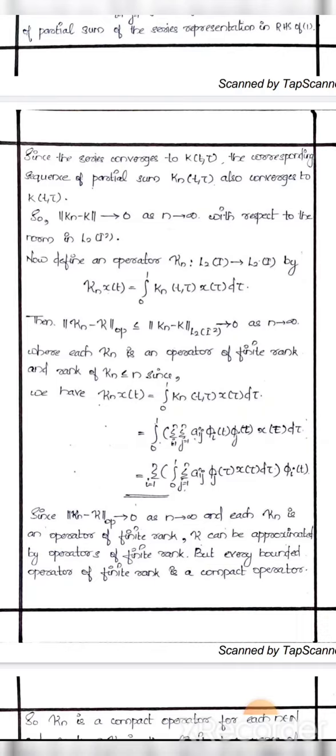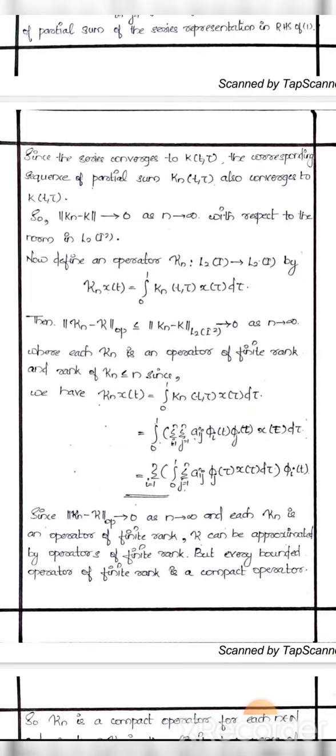But we know that phi_i of t, where i varies from 1 to infinity, is an orthonormal basis of L2 of I that we have already defined earlier, right? So the above equation says that we can represent script K_n h of t using a finite number of elements from the orthonormal basis. Okay. So script K_n is of finite rank and the rank will be less than or equal to n. This is a proof of what we have already said, that script K_n is of finite rank.